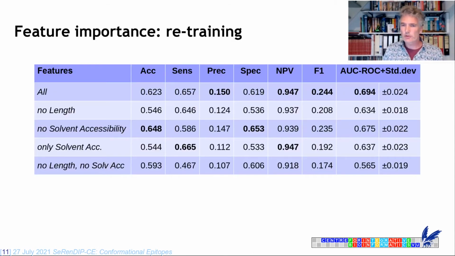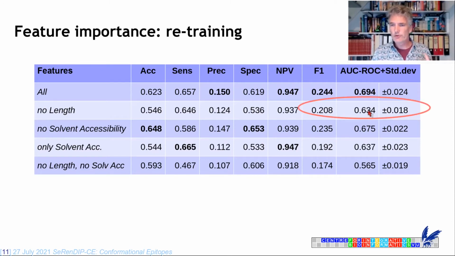To confirm this, because the Gini impurity doesn't always measure everything you want to know about how important the feature is, we have also retrained models with some features removed. So when we remove just length, which is a single feature out of 172, our AUC ROC, just look at the AUC ROC, drops from 0.69 to 0.63. That's quite a significant decrease. If you actually train a model only on the solvent accessibility features, we get a similar performance actually than when we just remove length.